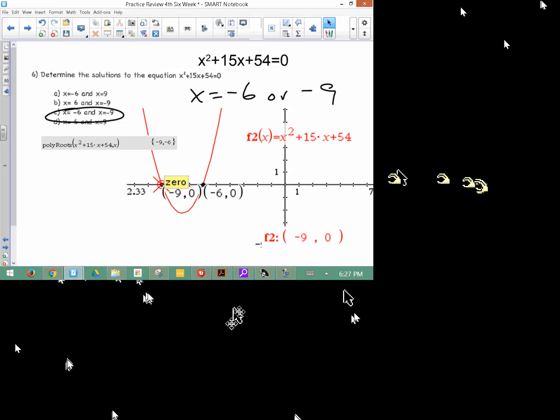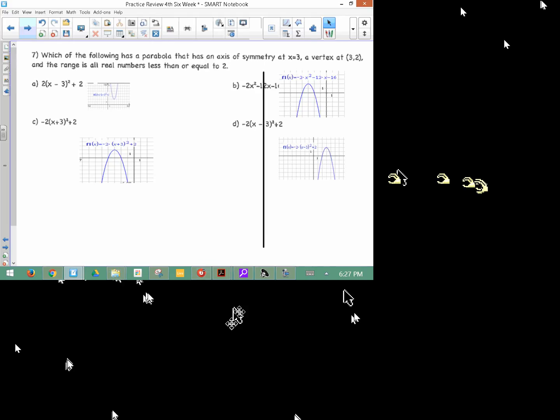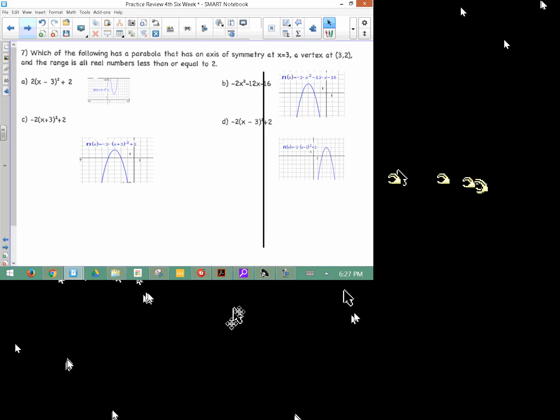Okay, let's go to number 7. Problem number 7 says, which of the following has a parabola that has an axis of symmetry at x equals 3, a vertex at 3, 2, and a range of all numbers less than or equal to 2? My approach to this problem is to just graph all 4 and see which one of them works. Let's see which of these have an axis of symmetry at x equals 3.